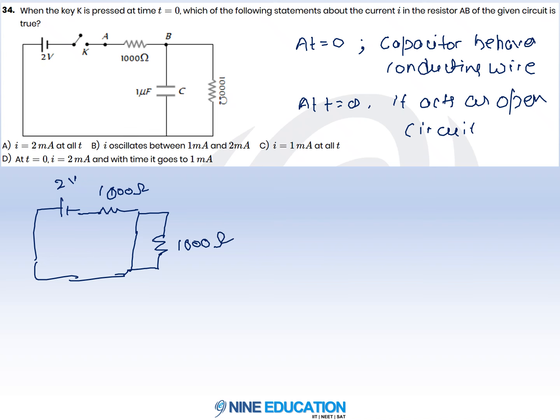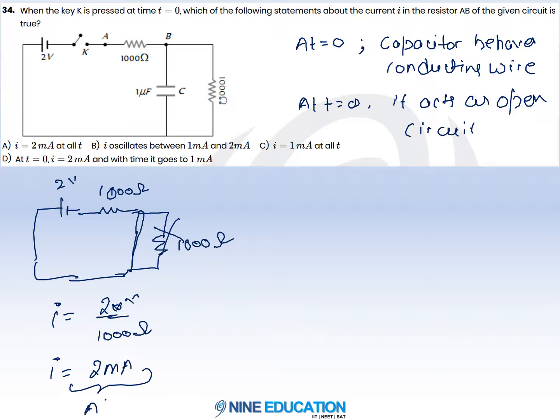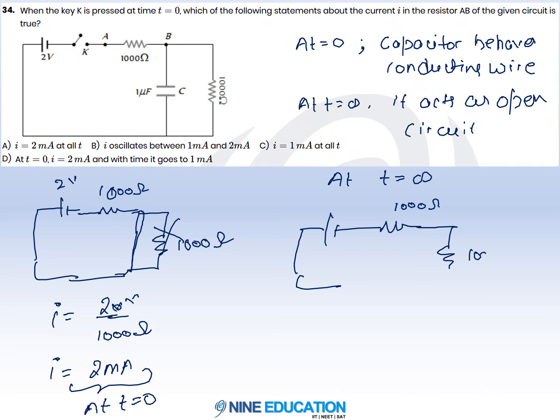So at t equals 0, current will not flow in this circuit. Current will flow to the less resistive part. Then current becomes simply voltage divided by resistance, 2 volt divided by 1000 ohm. So you will get I equals 2 mA. And this is when at t equals 0. This is not the current at all times. At t equals infinity, when it behaves as an open circuit, our circuit will reduce to this circuit. This is 1000 ohm. This is also 1000 ohm.